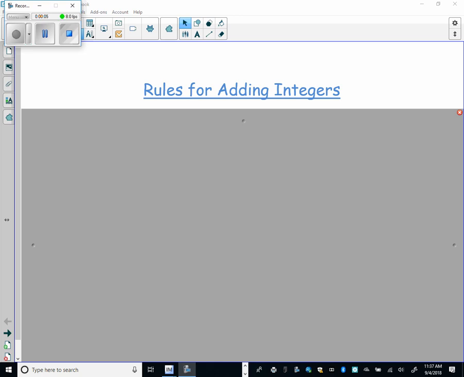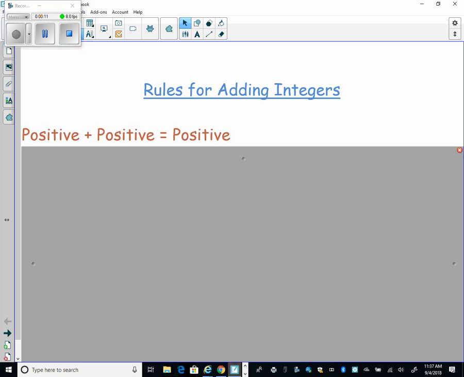Today we're going to discuss the rules for adding integers. So our very first rule that we have is positive plus a positive equals a positive. This is something you've been doing since kindergarten or even pre-K. If you have two positive numbers, so we will use, for example, 4 plus 7, you just simply add the numbers. 4 plus 7 equals 11, and your answer is going to be positive. So positive plus a positive is always going to be positive.